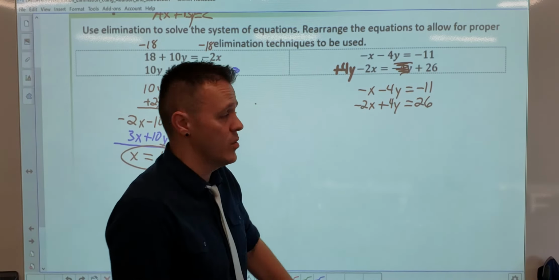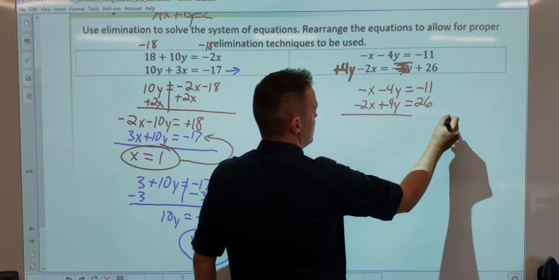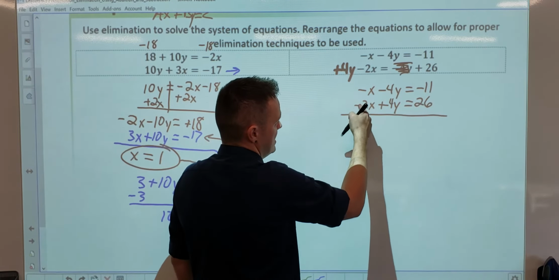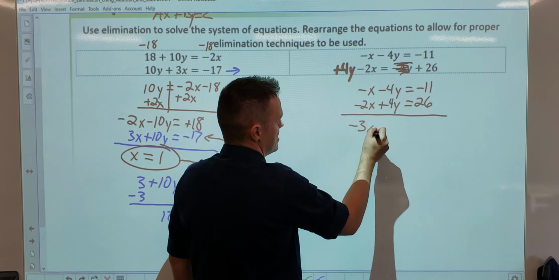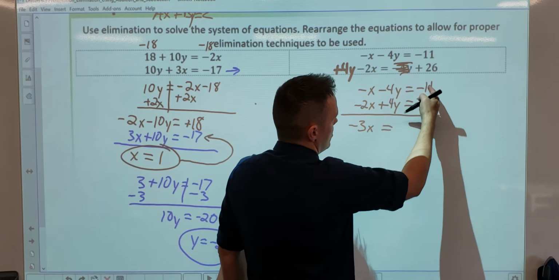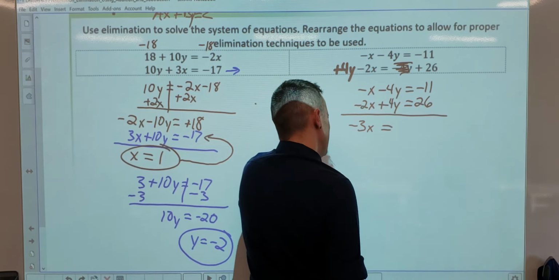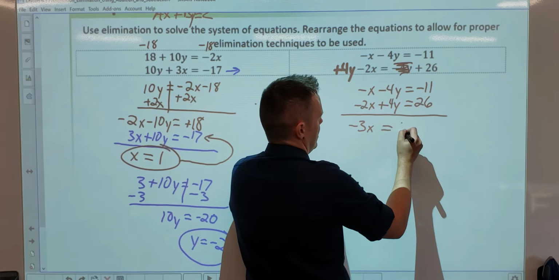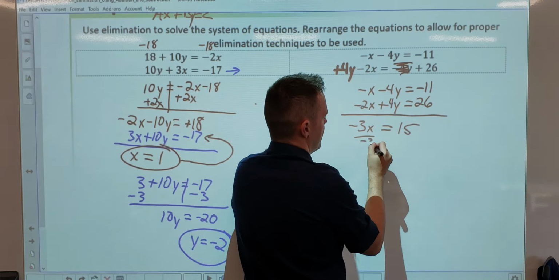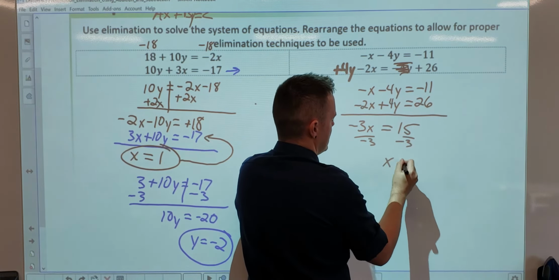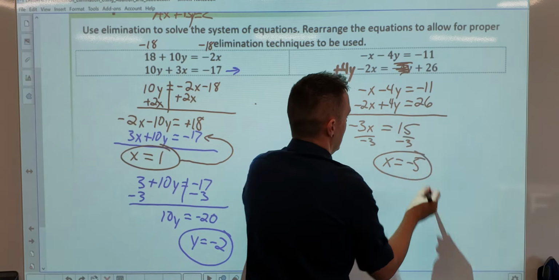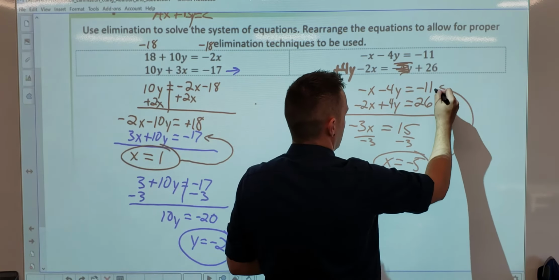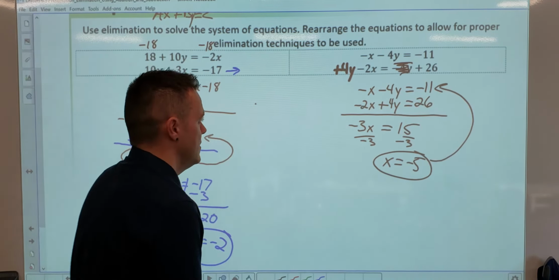Cool thing is when you rewrote it, what happens? You don't have to do any other special math. So this is negative and negative is negative 3x. These cancel out. Equals, that would be a 15. Divide by negative 3. x is negative 5. Okay, now you plug it into the original. We'll put it in that one right there. It makes it a little easier.